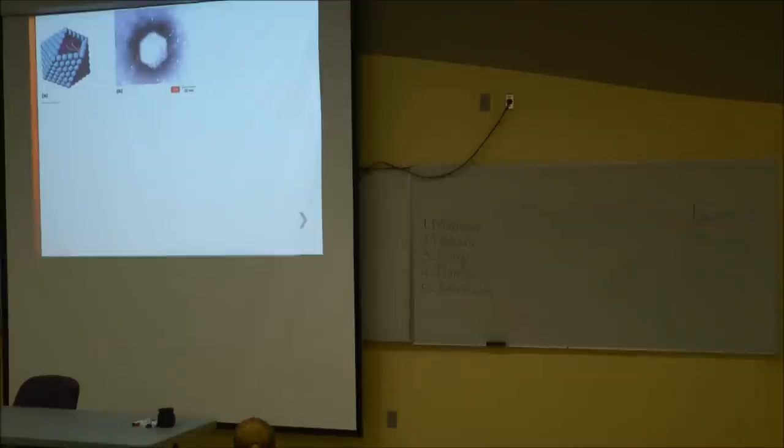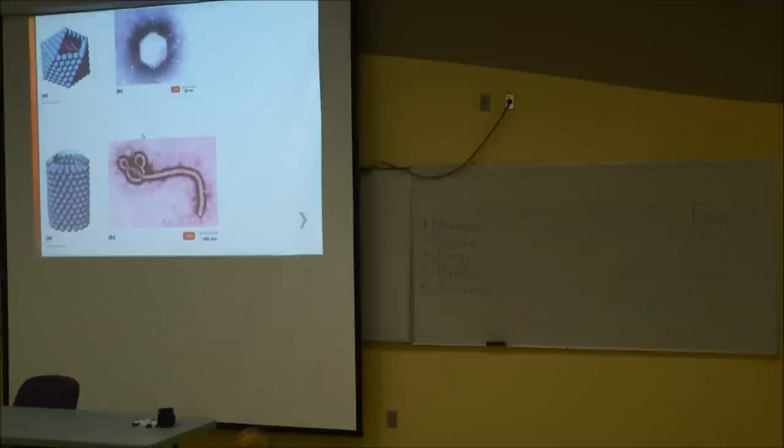Okay, here's the capsid. Each little blue circle that you see, what would you call that? The building block of the capsid is the capsomere. By the way, this is poliovirus. There are different types, I'll give you the names later. This is Ebola virus right here. What is inside? Yeah, nucleic acid, right there.